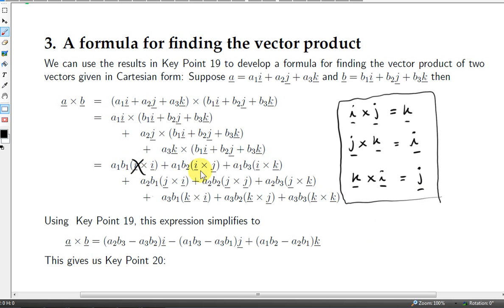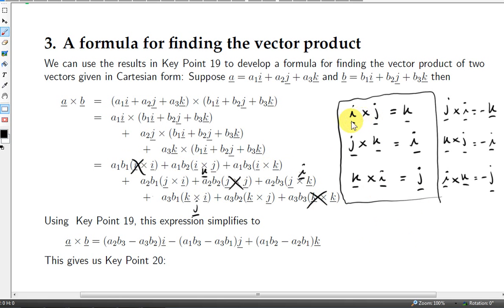So this is 0. This one here is k. i cross k doesn't appear yet. I'll get back to that. What about j cross k? That's here. So that's just i. k cross i appears here. That's just j. Now what about the others? Well, this is 0.